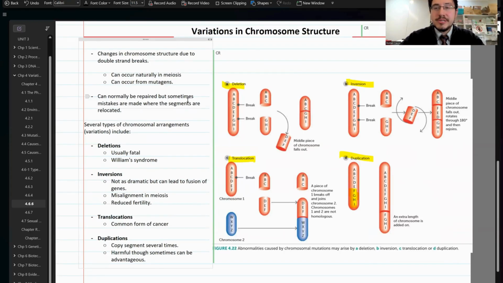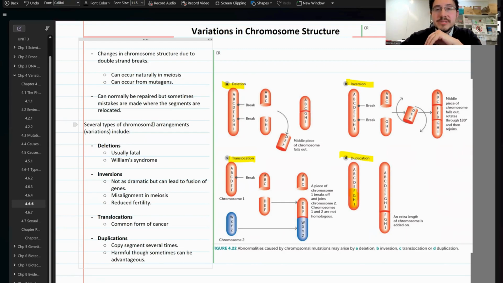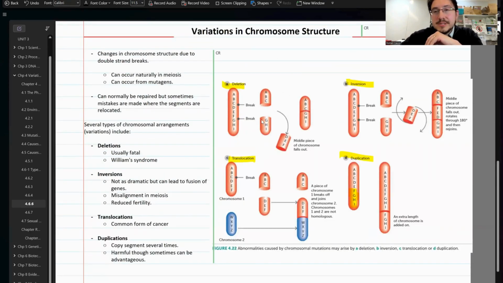We discussed mutagens in the previous video. And it is possible for the damage to be repaired, because DNA and its molecular mechanisms have a proofreading mechanism, but there are times, like I have mentioned before, that it is difficult to restore. So what happens in these examples? There are several types: deletions, inversions, translocations, and duplications.